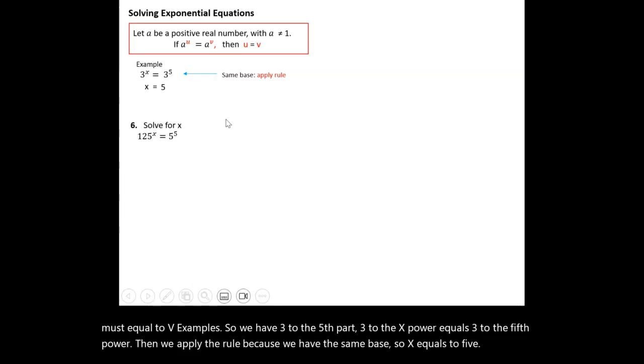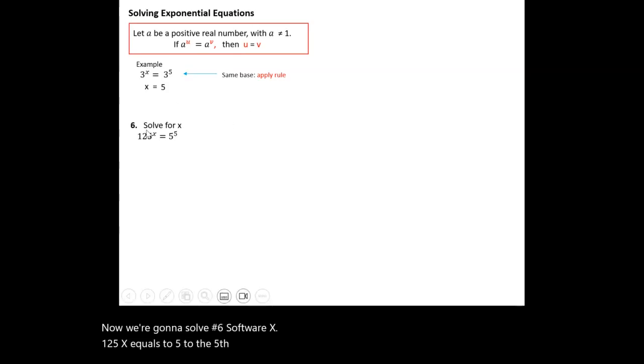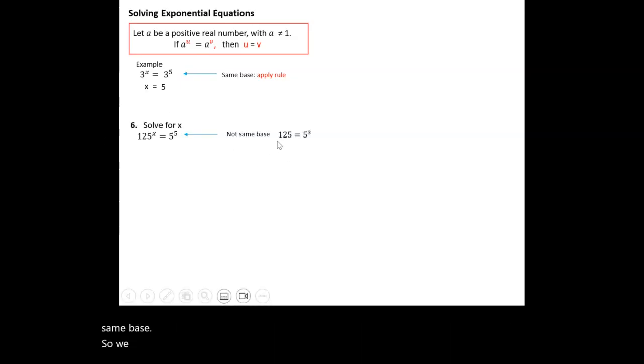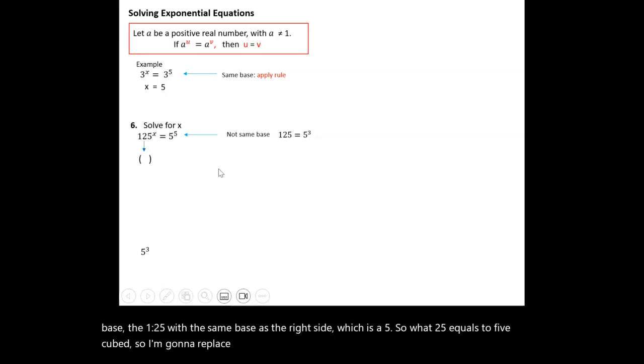Now we're going to solve number 6, solve for x. 125 to the x equals 5 to the 5th power. Okay, and we notice these are not the same base, right? Different bases, so we have to make them the same base. We should be aware that 125 equals 5 to the cube power, because I'm trying to match the base of the 125 with the base on the right side, which is a 5. So 125 equals 5 cubed, so I'm going to replace the 125 with 5 cubed.